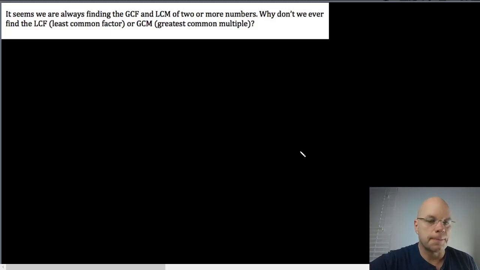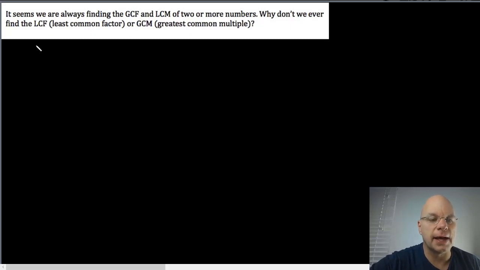This is the review for your test on factors and multiples. Problem number 1 says, it seems we are always finding the GCF and LCM of two or more numbers, the greatest common factor and the least common multiple. Why don't we ever find the least common factor or the greatest common multiple?